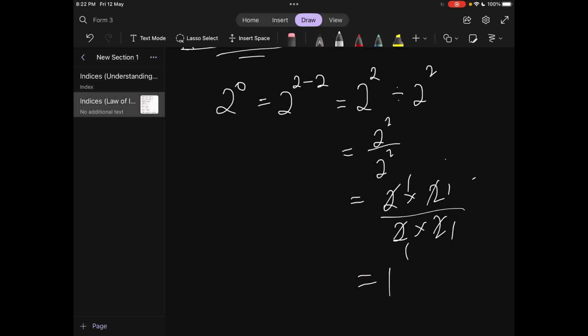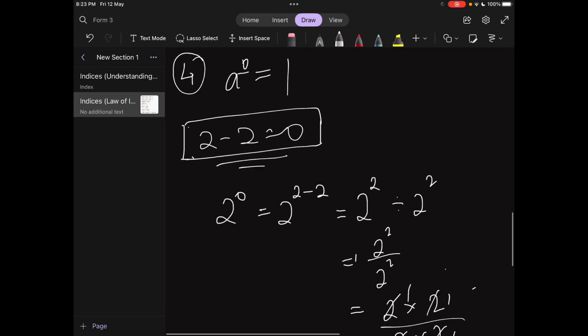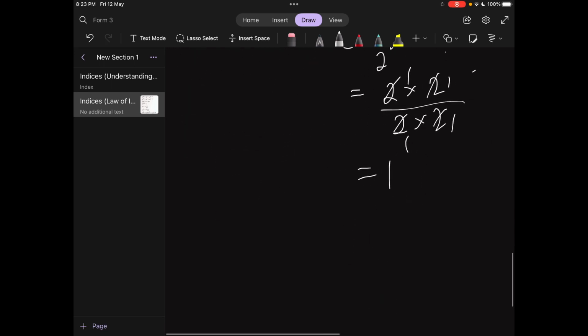This is true for every single number, any single real number there is. Starting from all the positive numbers and all the negative numbers. Anything to the power of 0 will give you 1. So just remember that. If anyone wants you to prove this equation, just show this. This is plenty of proving. So now the fifth.